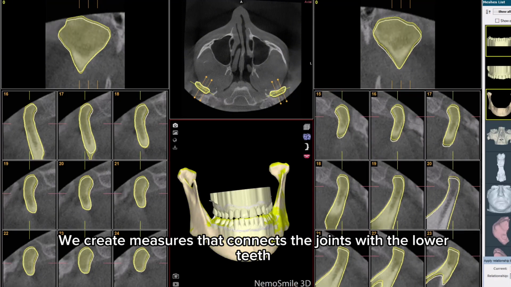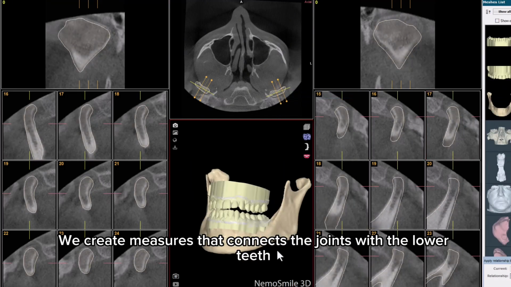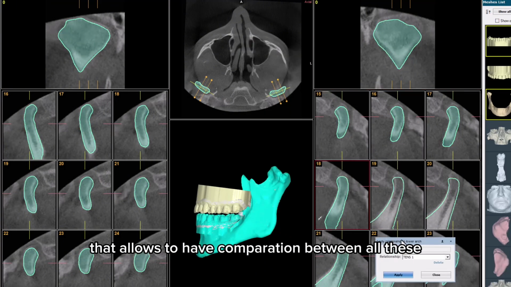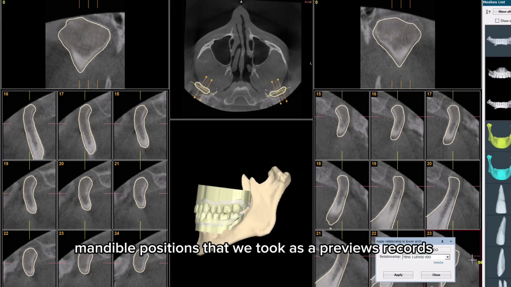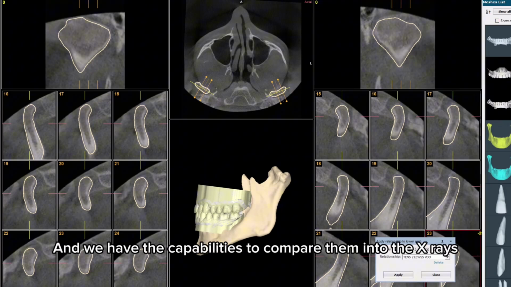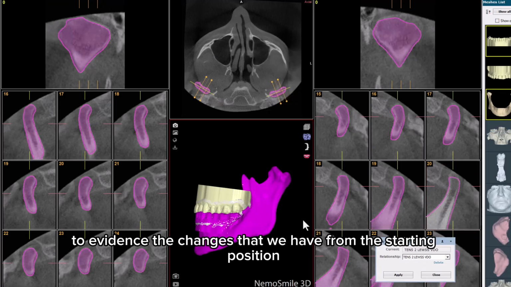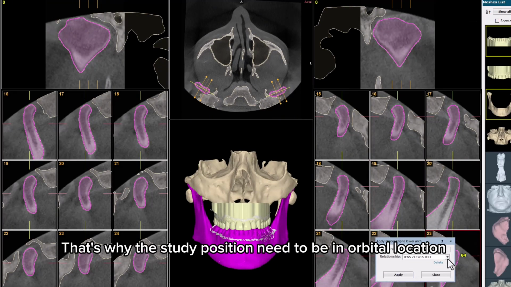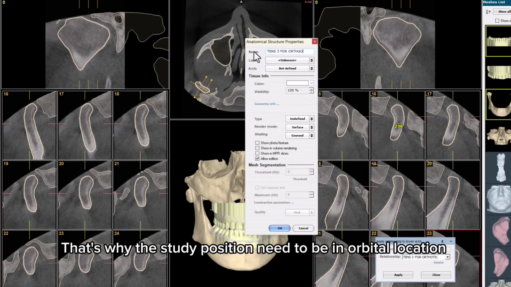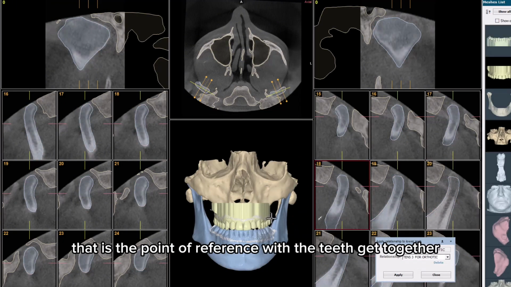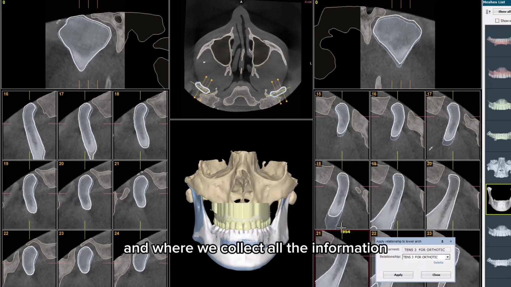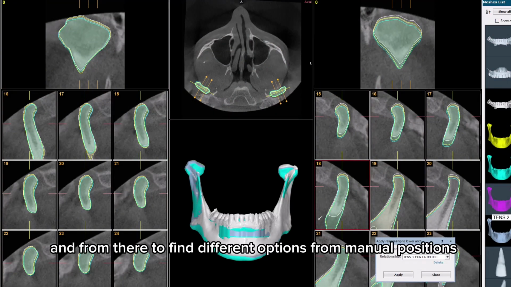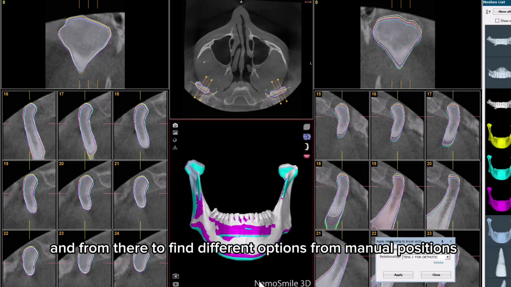We create meshes that connect the joints with the lower teeth, which allows comparison between all the mandible positions that we took as previous records, and we can compare them on the x-rays to show the changes from the starting position. That's why the starting position needs to be habitual occlusion, the pathological occlusion. It is the point of reference where the teeth come together, where we collect all the information to analyze the pathological bite, and from there find different options of mandible positions.